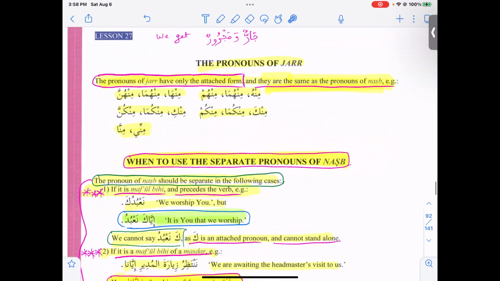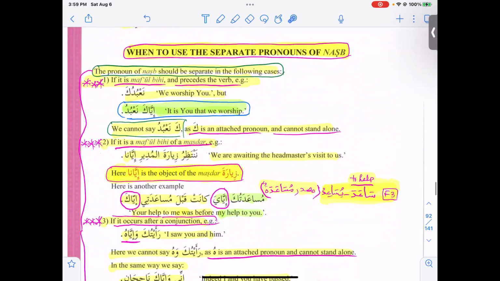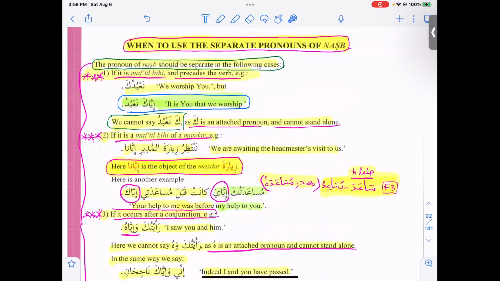Inshallah. When to use separate pronouns of nasab, this is the most important thing. This was just an introduction for us to remember. I hope you will remember, inshallah.